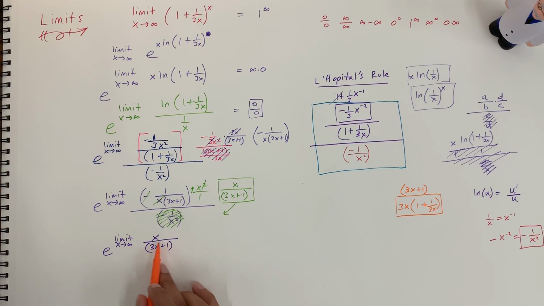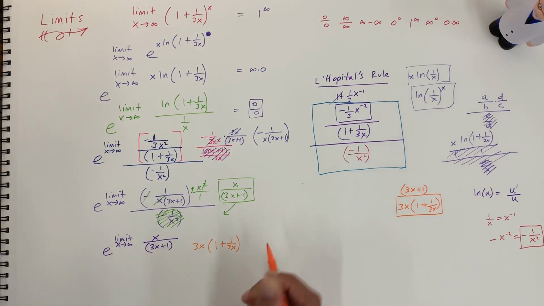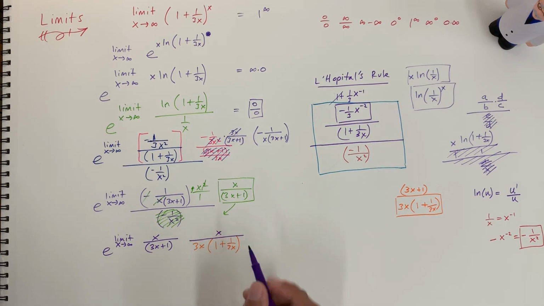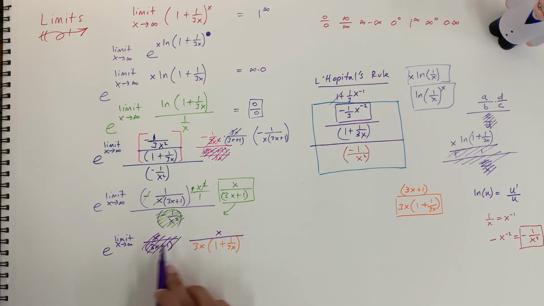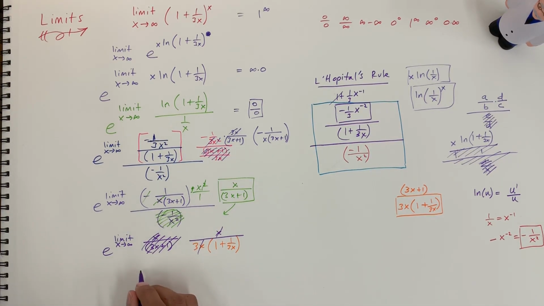So in the same way that this bottom part, this 3x plus 1, is going to change to be 3x times 1 plus 1 over 3x, and that's only on the bottom. That's all still over x. Okay, so we don't need this anymore because we just re-expressed it as this now. We can cancel an x, and now it looks like we're home free and ready to evaluate this limit. So x approaches infinity, e, and we have 1 over 3 times 1 plus 1 over 3x.